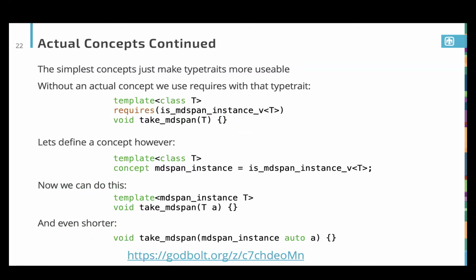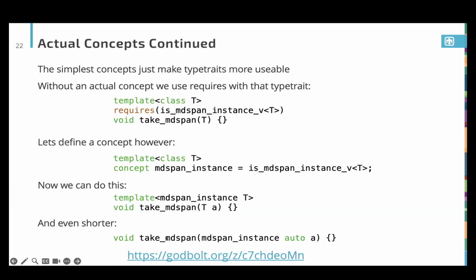Now, where do we go from there? With the already introduced requires clause, we could just use the requires clause with is mdspan instance. You template on T and you just require that type trait to be true. But what we can do is define a concept which essentially just says you are that type trait. With that, we can do 2 things. We can either use that concept instead of the class keyword and say T needs to be fulfilling that concept, or we can directly use it instead of that T, and not template the function. Both of those are valid.